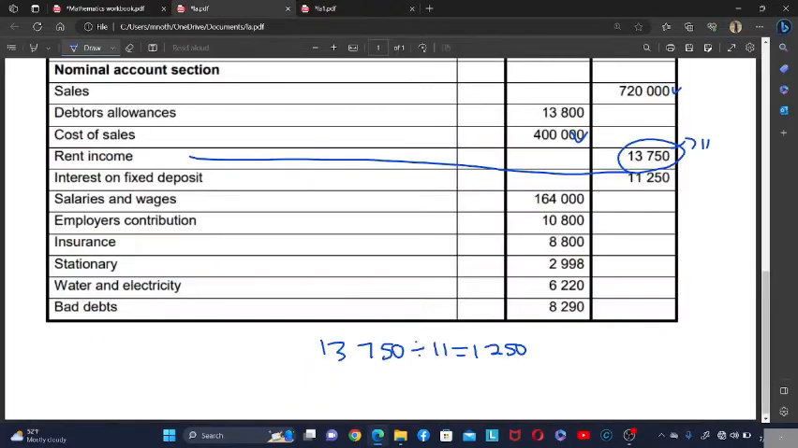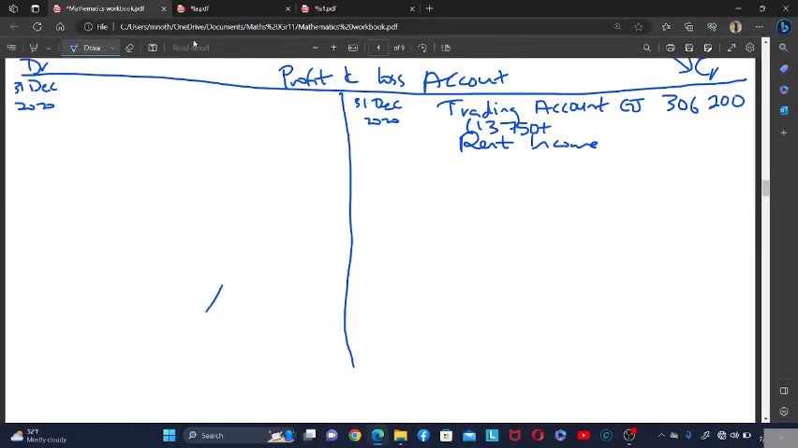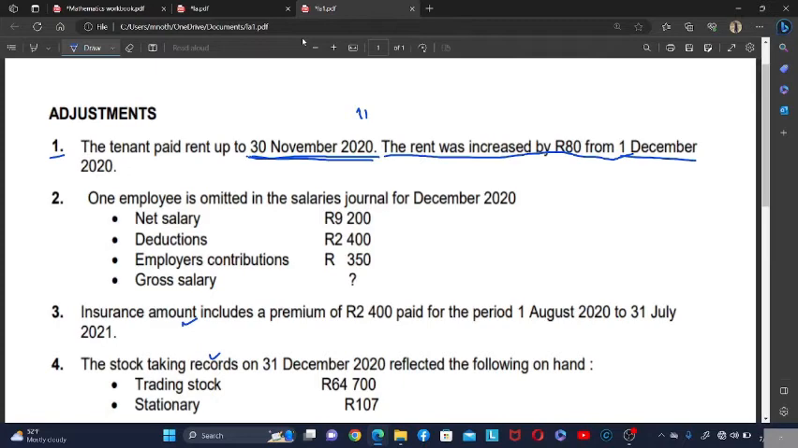So this means that this tenant in December is not going to pay this amount. He's going to pay this amount plus the increment of 80 Rand, which is equal to 1,380. So this is the amount that you're going to add here in the rent income. So if you add this, they're going to give you 15,080. Okay. The next transaction.